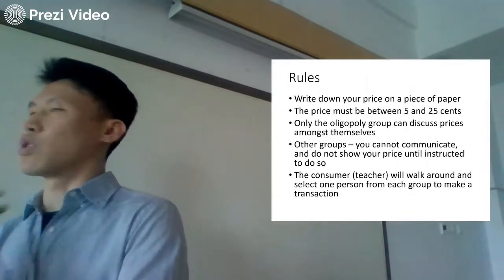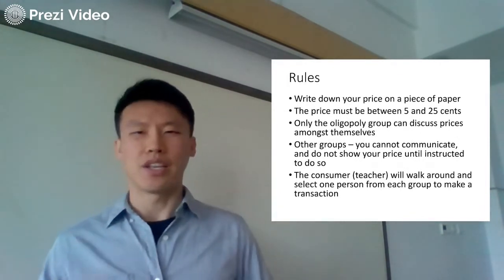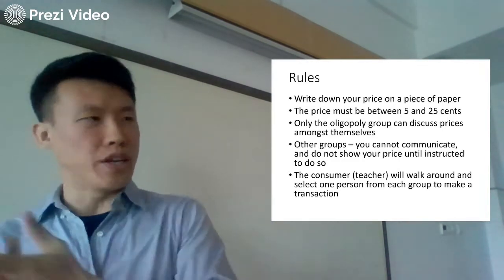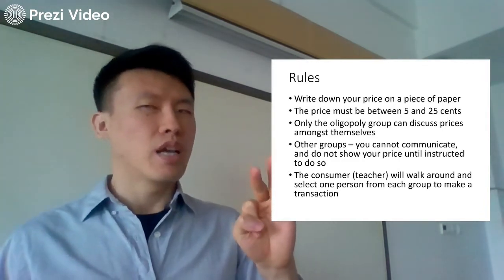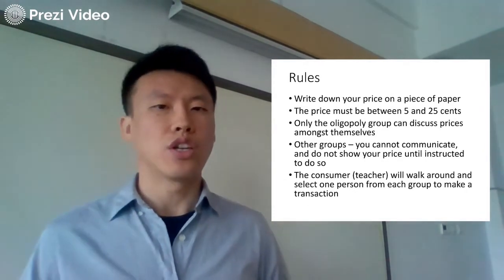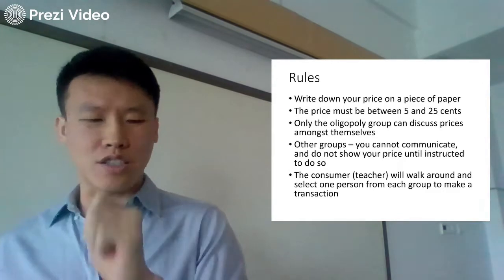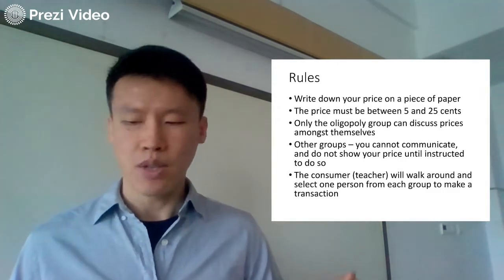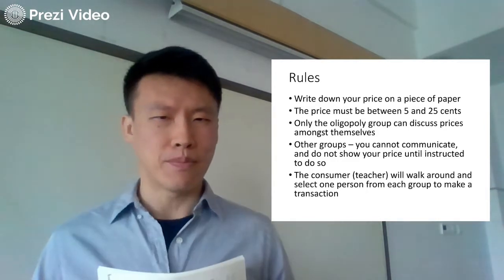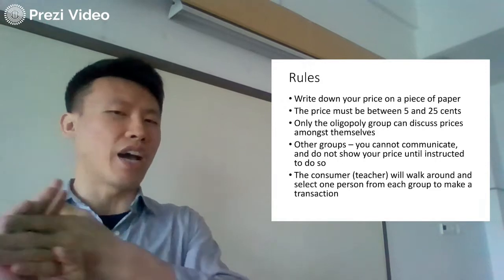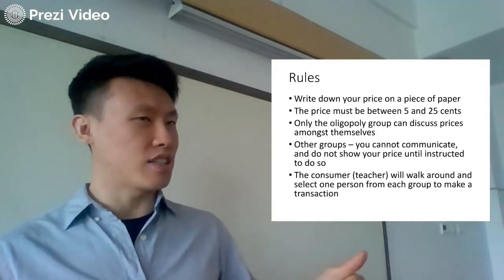So let's discuss the rules of this simulation. Okay, these are your directions. We're going to run the simulation 3 times. For each round, I want you to write down your price. Okay, this is the price that you are willing to sell your candy. Okay, write it down on the piece of paper. All right, but the price must be between 5 and 25 cents.